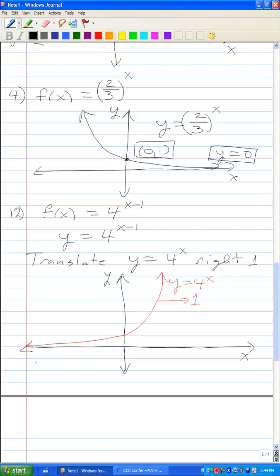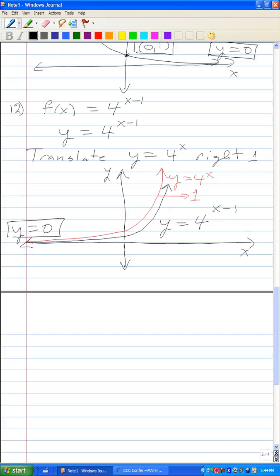So if I do that, it'll look something like this. So this is the graph of y equals 4 to the x minus 1. Okay, so obviously the asymptote is still y equals 0. And this is because as x gets very, very negative, 4 to a negative power is going to be very, very small. It'll go to 0.